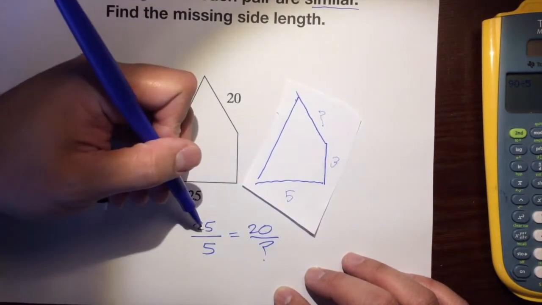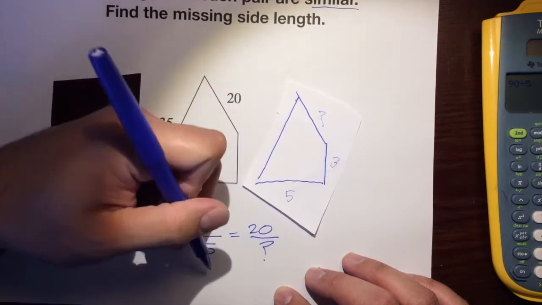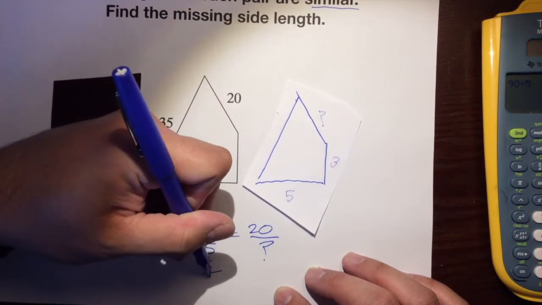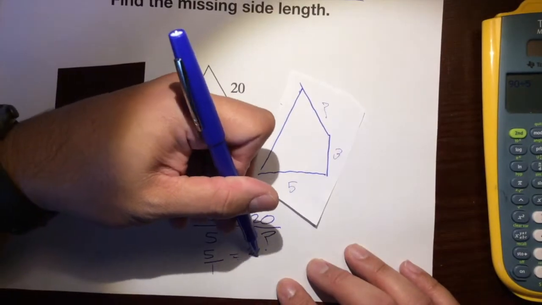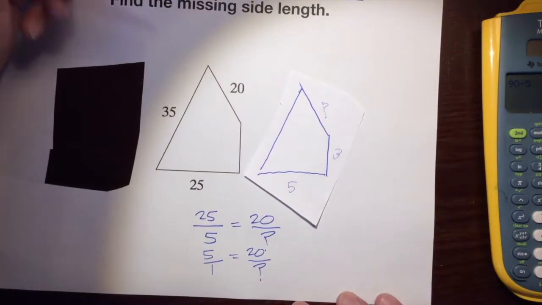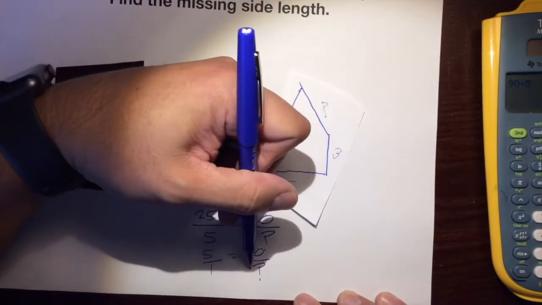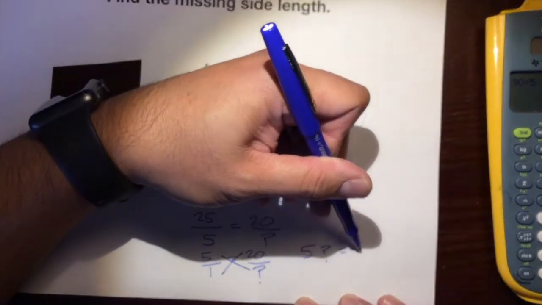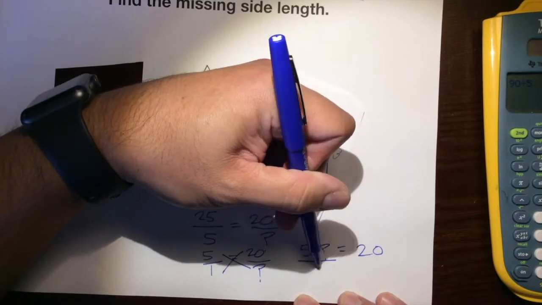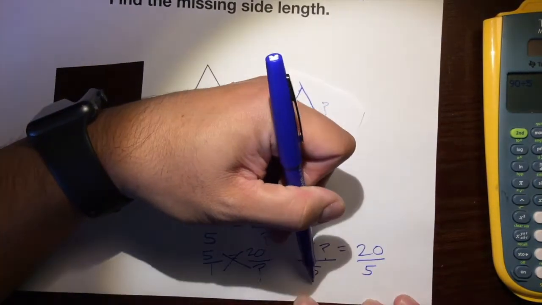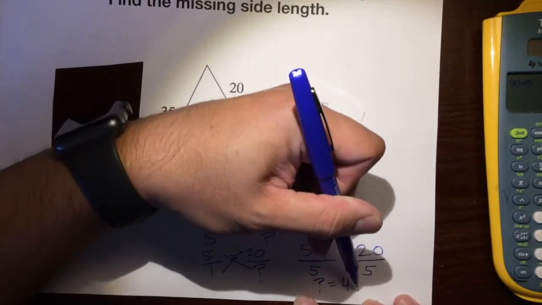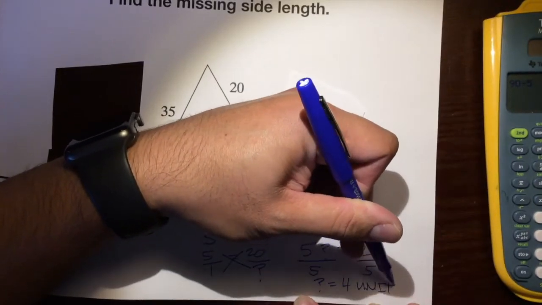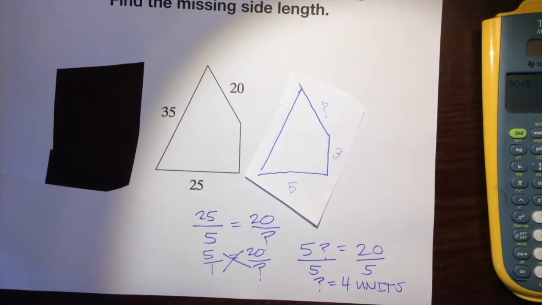Okay, and then let's simplify 25 and 5, which is just 5 over 1, is equal to 20 over question mark. We'll cross multiply here to here. 5 times question mark is equal to 20. Divide both sides by 5. Question mark is equal to 4 units.